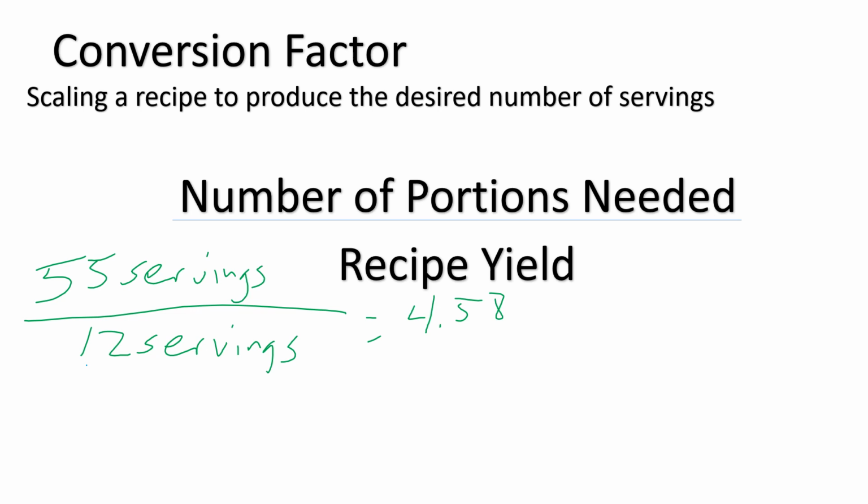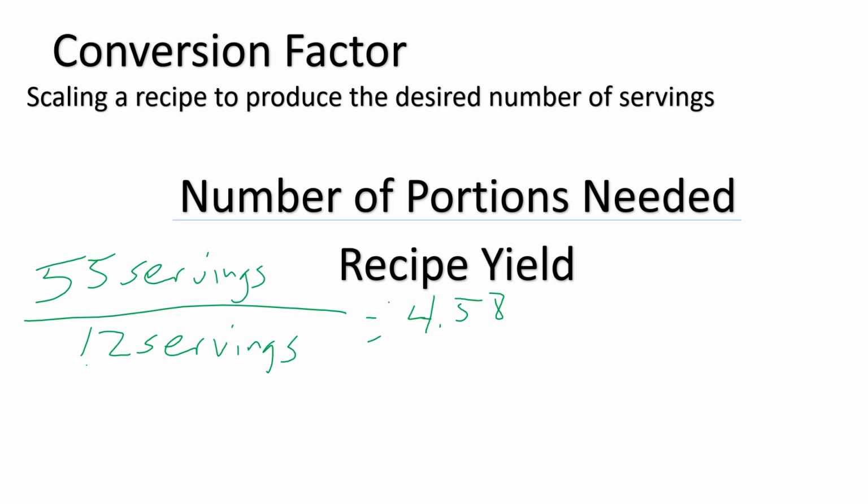whatever we're working with. We're going to use this conversion factor to multiply the amounts of the original recipe so that, in the end, our 12 serving recipe will actually yield 55 servings.